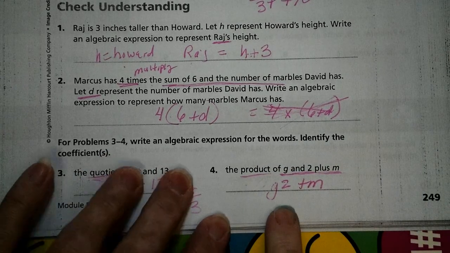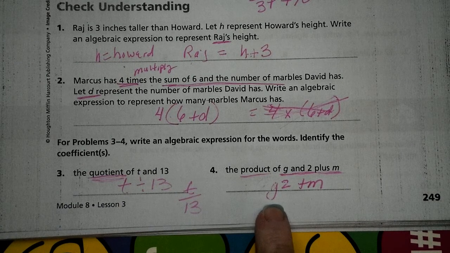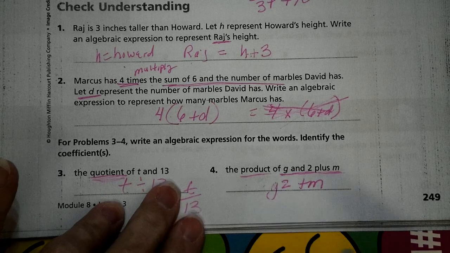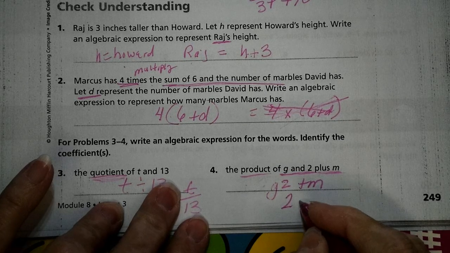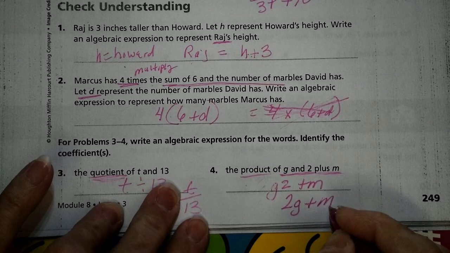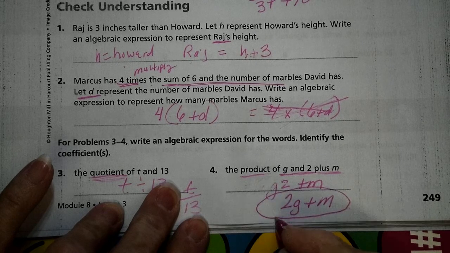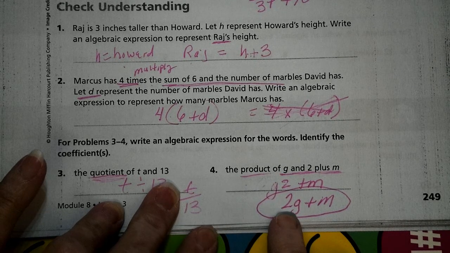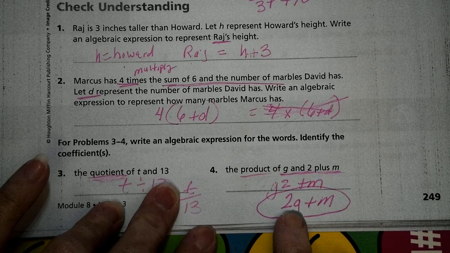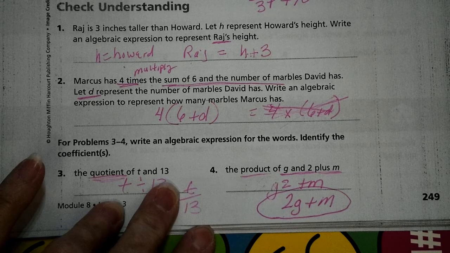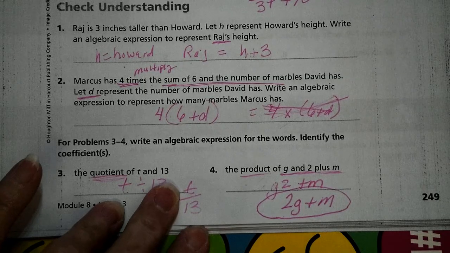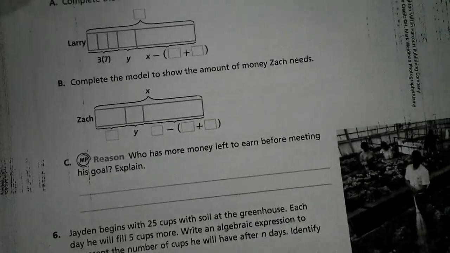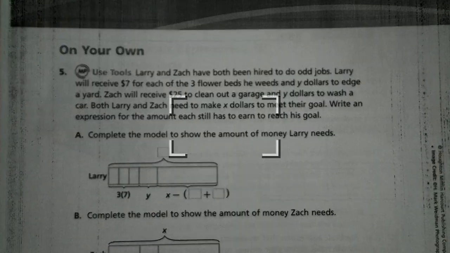Now, I will tell you, doesn't that look funny, right? Because the 2 looks like an exponent. So I'm just going to rewrite it as 2G plus M. I'm not saying that this isn't right, but 99.9% of the time you're going to see it written this way. Okay? All right. Move on to the on your own. It is very few problems.